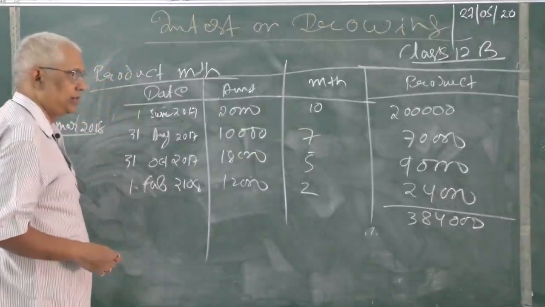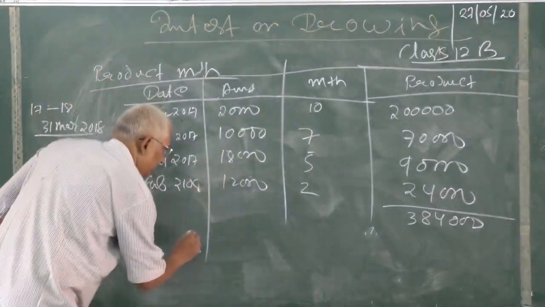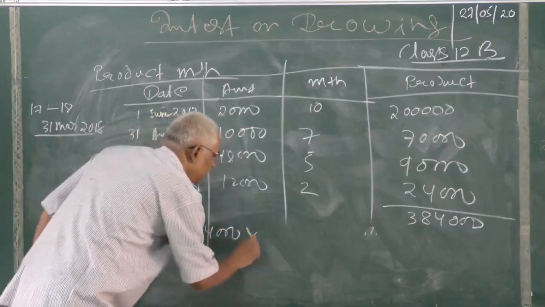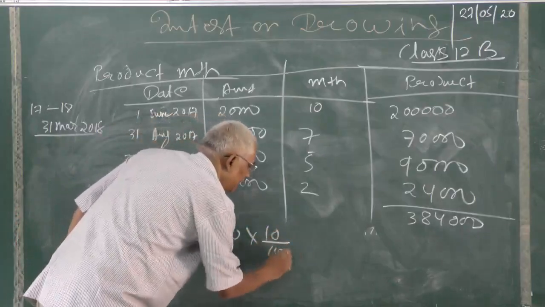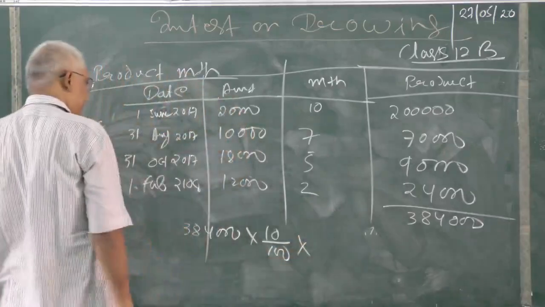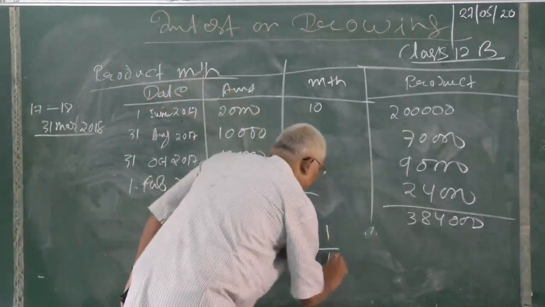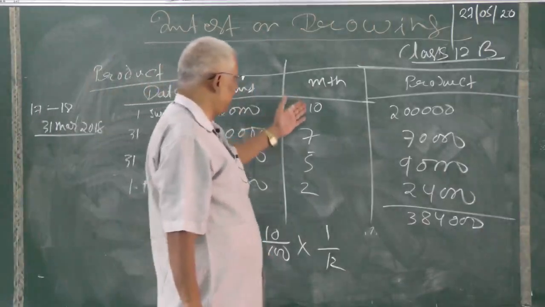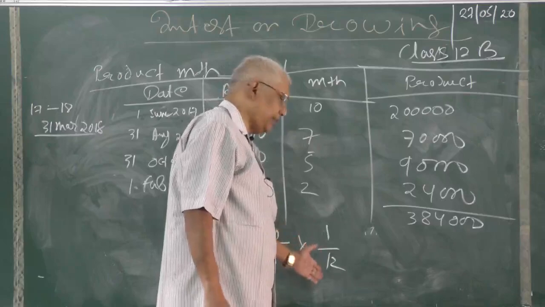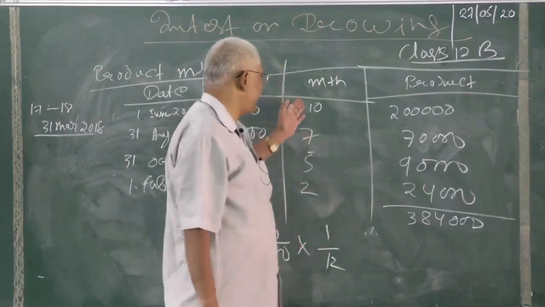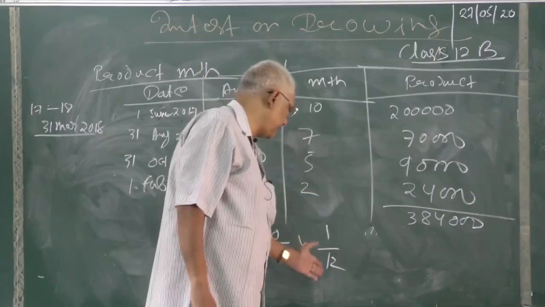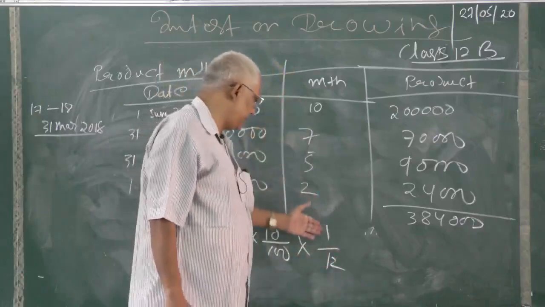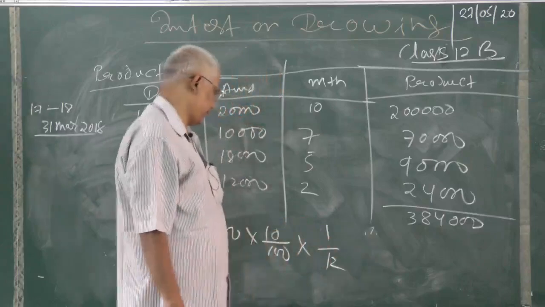Calculate interest on drawings on the product method. Total amount withdrawn, that is 3,84,000 into rate 10 by 100 into 1 by 12. Please remember students, if you multiply it by the number of months, here it will be 1 by 12. If you multiply it by the number of days, here it will be 1 by 365.